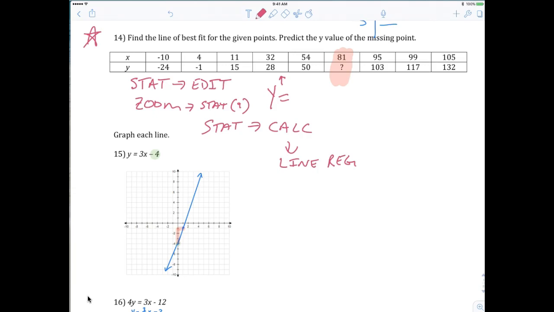Stat, hit the stat button. Then where it says calc on the screen, you go over to calc. And then if you go down, I think linear regression is 4. So you hit 4. Then once you hit 4, on the older ones, you have to hit enter once. On the newer ones, you have to hit enter like 5 times. It goes through L1, L2, and then something else. Enter, enter, enter. And then a bunch of numbers come up on the screen.